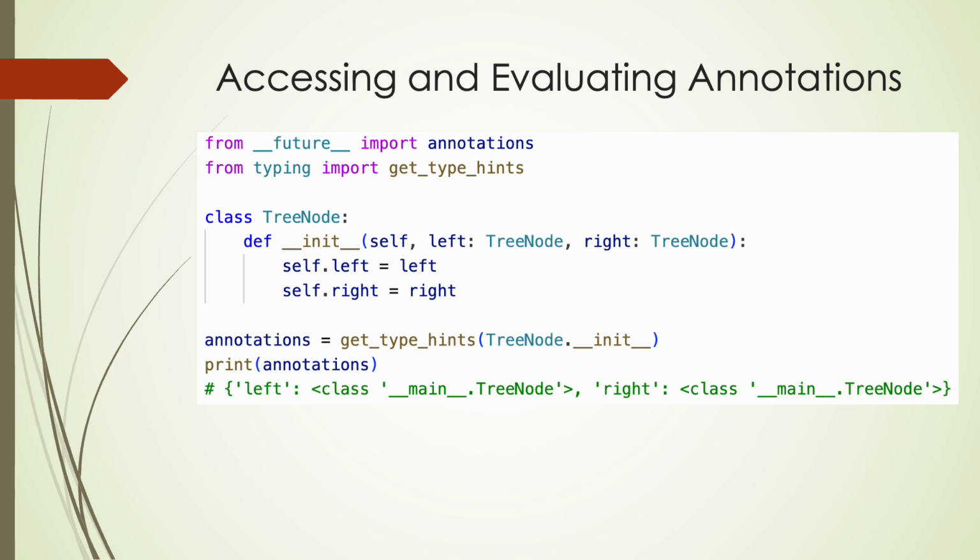To work with postponed annotations, especially if you need to evaluate them at runtime, you can use the get_type_hints function from the typing module. Note that we need to get the type annotations of the __init__ method in this example. Otherwise, the result would be an empty dictionary, as the TreeNode class itself does not have any type annotations.